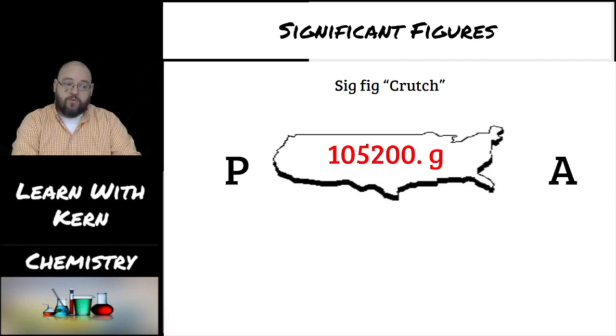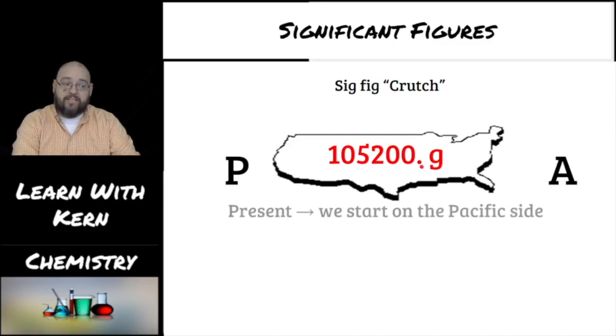Let's do this one. Now, it's the same number, except this time the decimal is present. So we're going to start over here on the Pacific side. So I start over here and hey, look, that one's not 0.